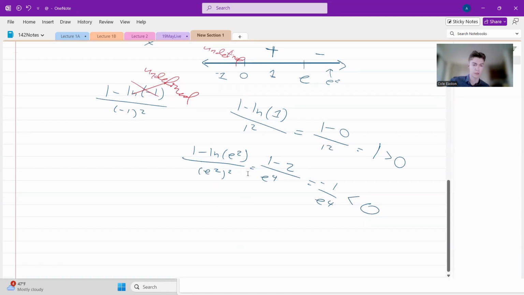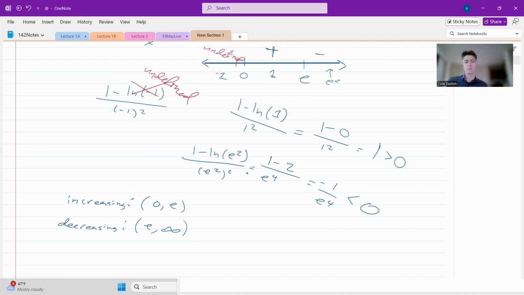Okay, so let's just write down what we found. So we found that we are increasing from 0 to e and decreasing from e to infinity. What about at e? Well, at e, the derivative is 0, right? So we're not increasing or decreasing there. Think about it for a second, is it going to be a max or a min? Well, we're increasing before, and then we're decreasing after. So that's going to be a maximum. If we were decreasing before and then increasing after, that'd be a minimum.